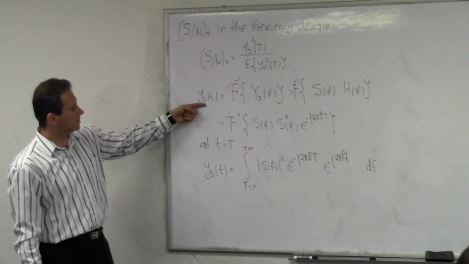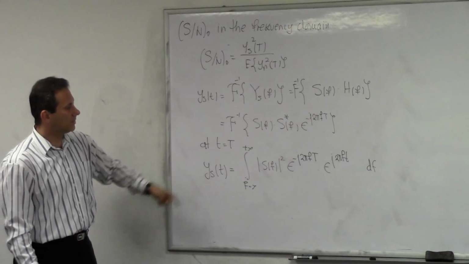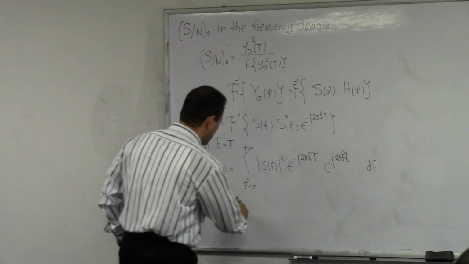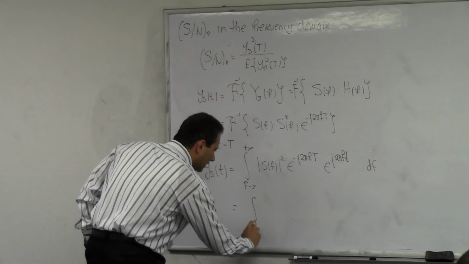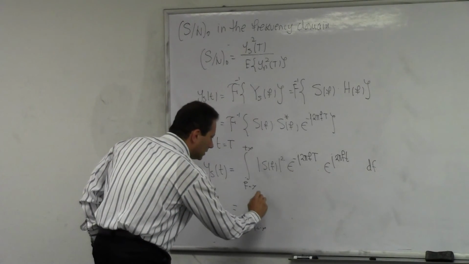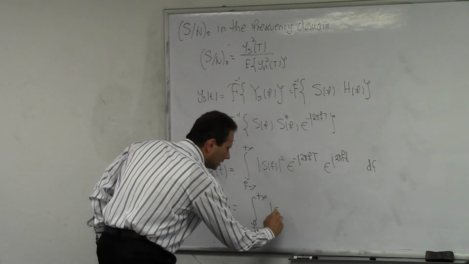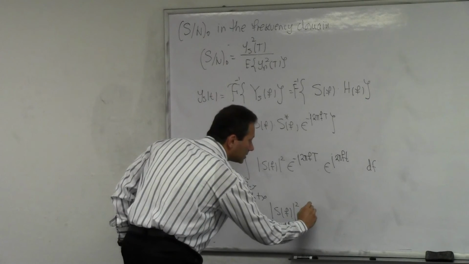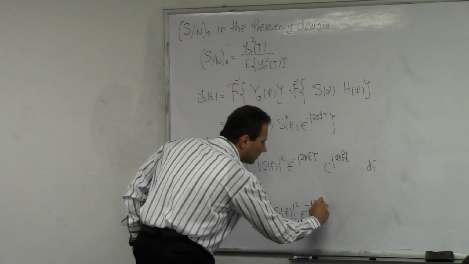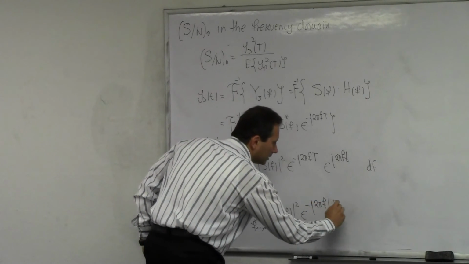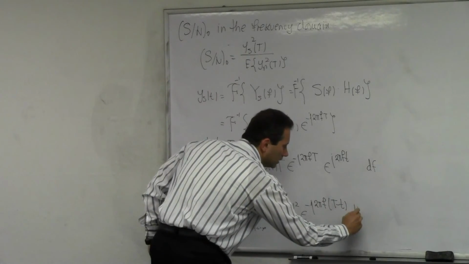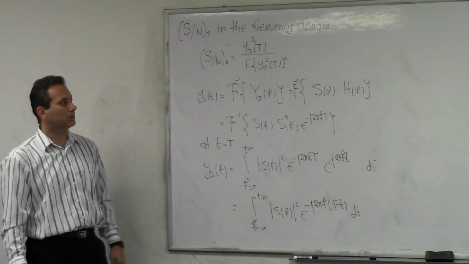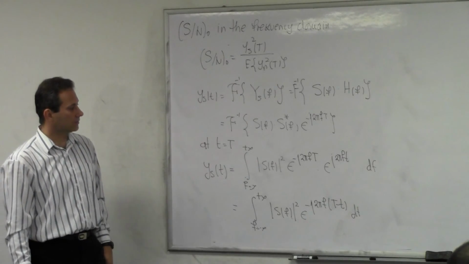So this is this y_s(t). And when I sample, I can maybe rewrite this one more time. The integral, f goes from minus infinity to plus infinity, of |S(f)|² e^(-j2πf(T-t_d)). Right, so that's my y_s(t), the output of this filter as a function of time.